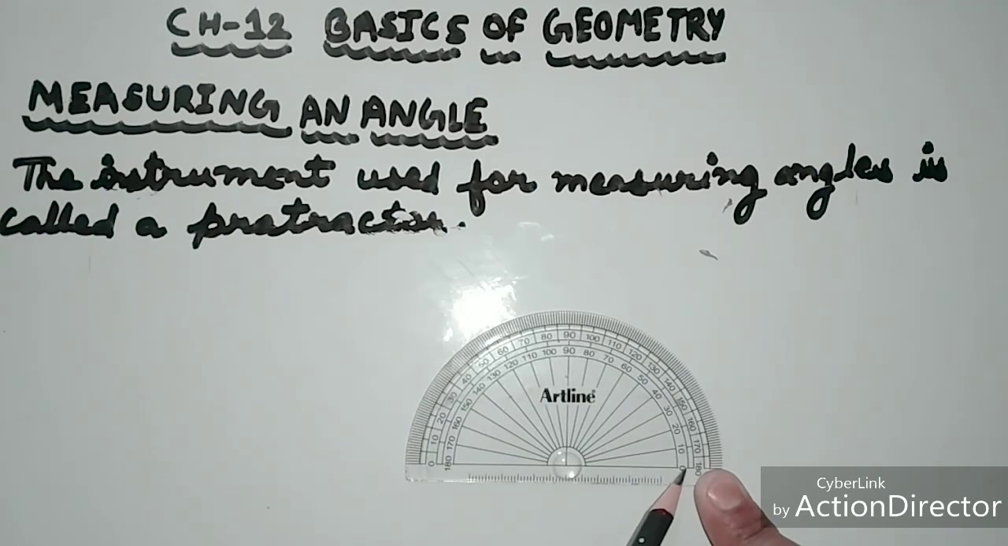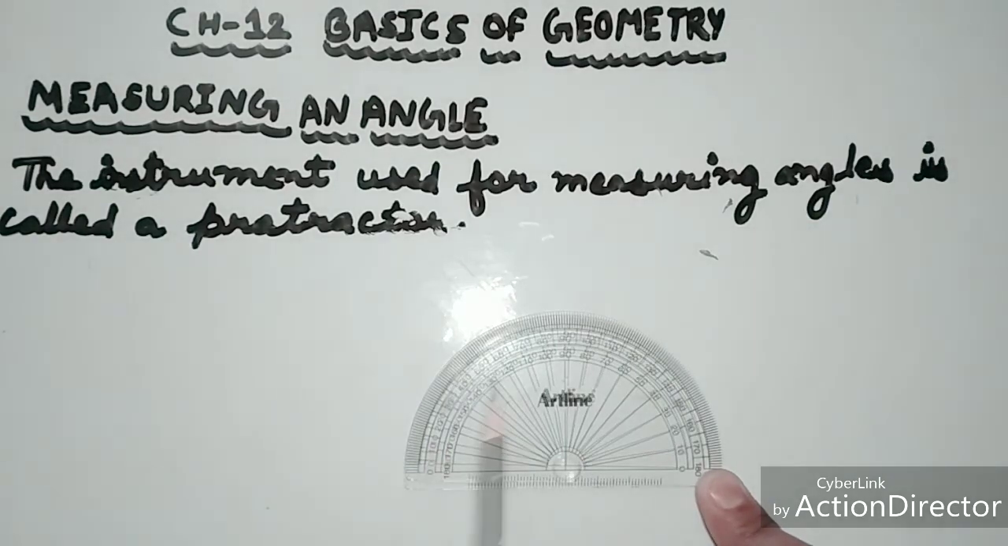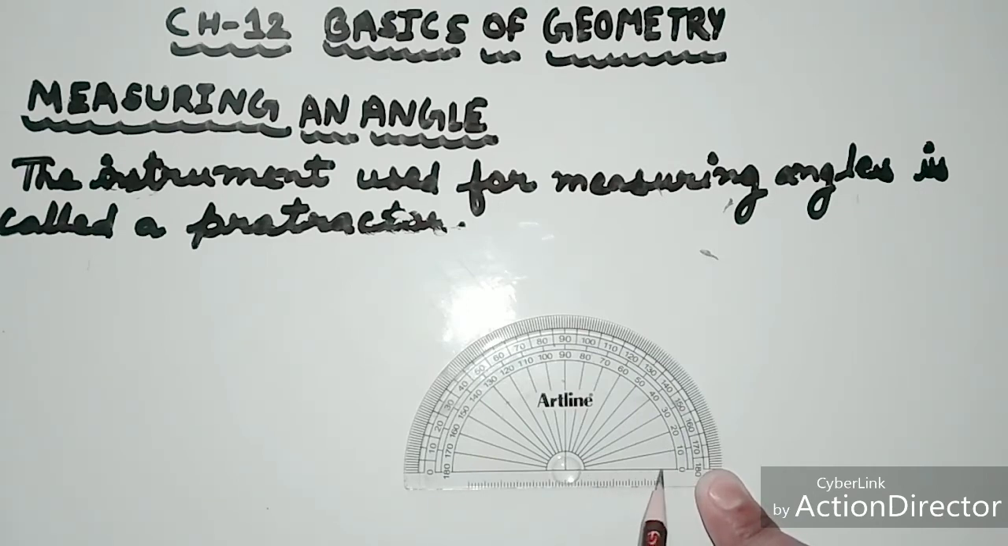Inner scale starts from 0, 10, 20, 30, 40 and so on, and the outer scale also starts from 0. If you make an angle using the inner scale, we use this 0 line, and this line is known as the 0 line for the inner scale. And if we use the outer scale from this side, we use this line, and this line is known as the 0 line for the outer scale.